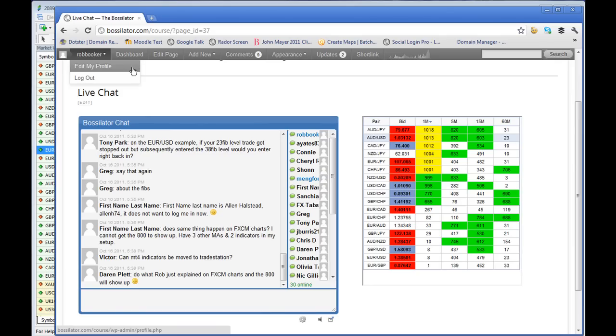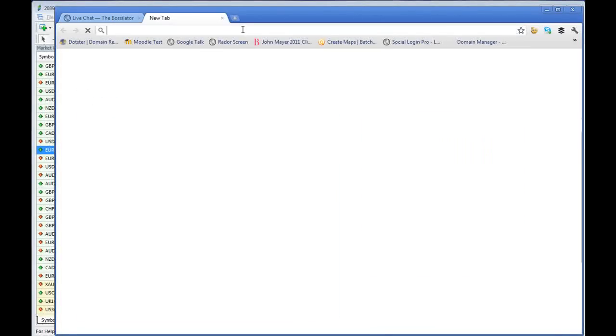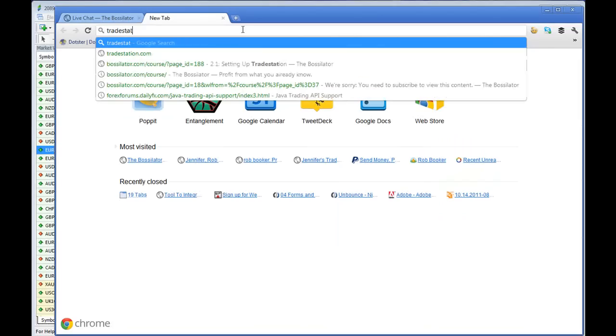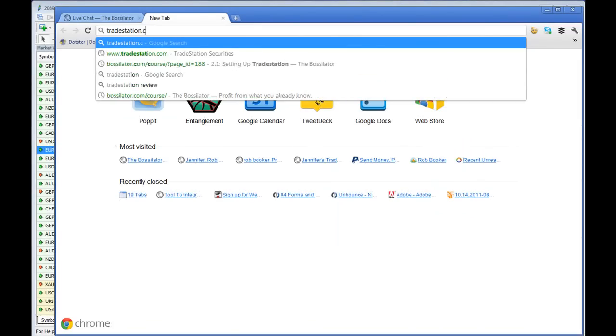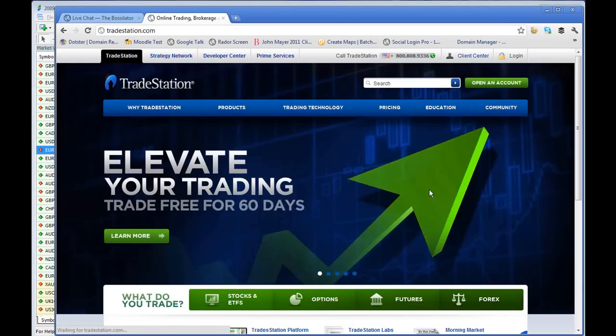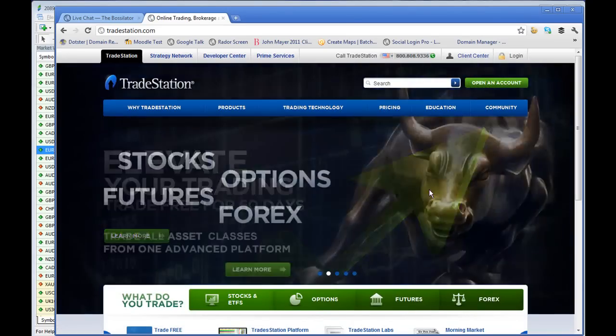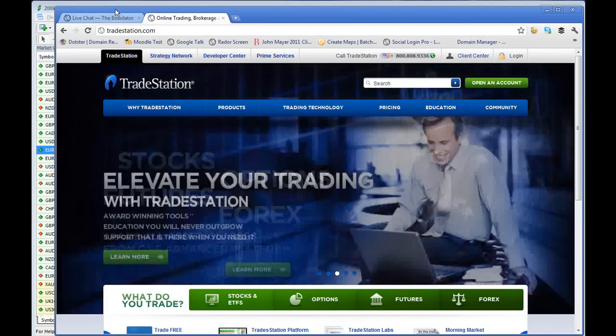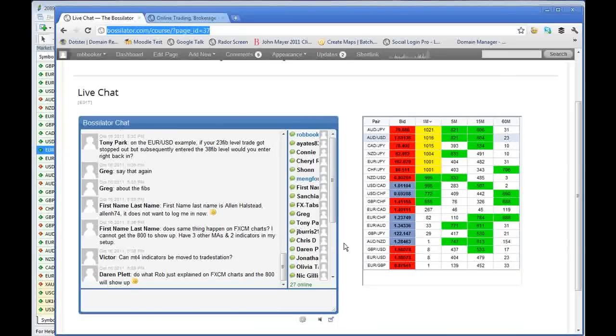Victor says, can MT4 indicators be moved to TradeStation? When we speak about TradeStation, Victor, we're speaking about TradeStation Securities, which is a brokerage firm in Florida. And all of our indicators are available for the TradeStation platform. The TradeStation platform is not free and can only be used if you have an account with TradeStation, and that may not be interesting to you. But yes, all the indicators that we use, including the radar screen, are available for TradeStation.